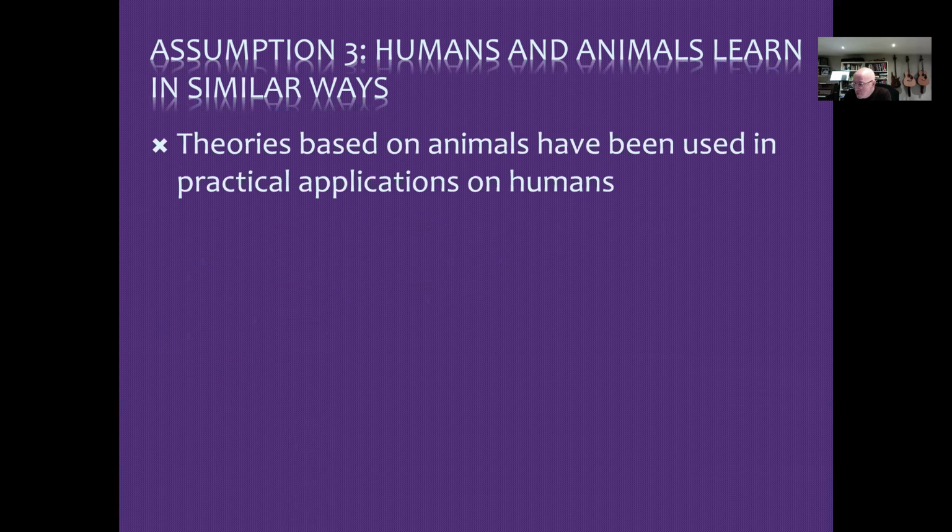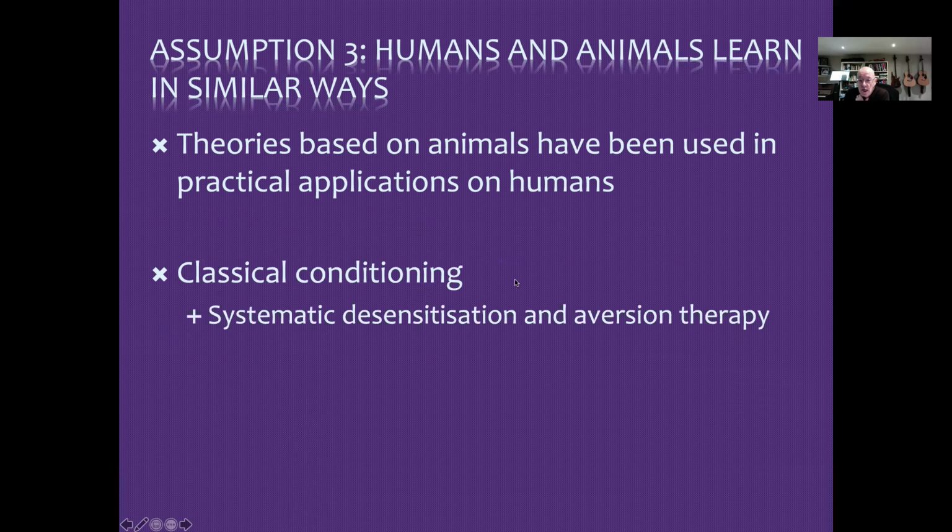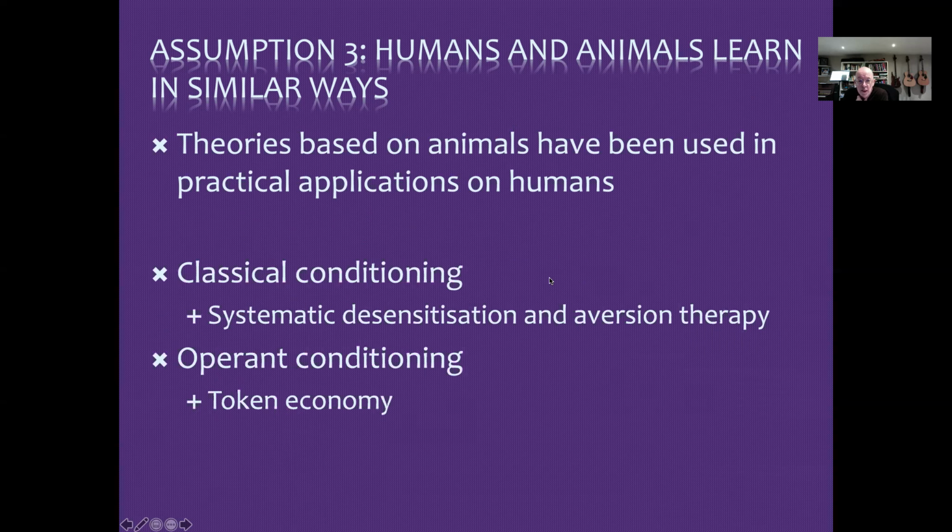And another reason why we think this is possibly true is that theories based on animals have been used on human beings. We use classical conditioning, as we'll see in a video fairly soon, to help people overcome phobias, for example. Operant conditioning we use to encourage people to change their behavior.